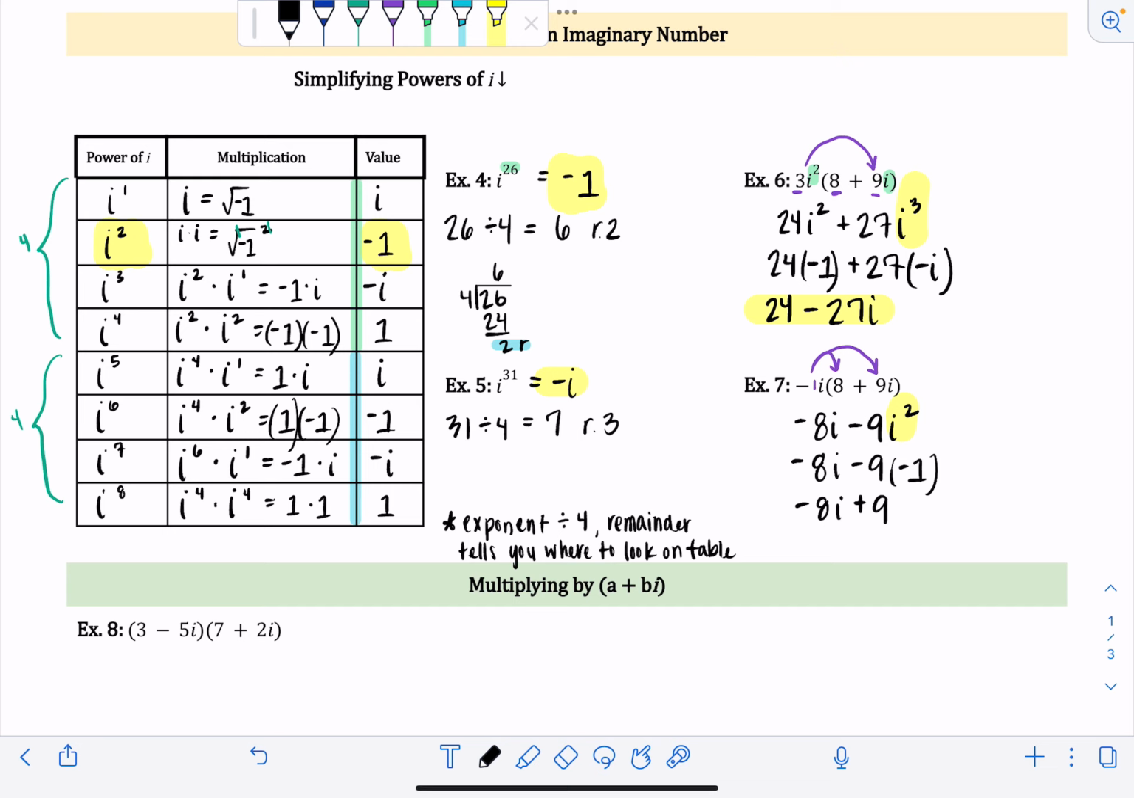And then remember, the real part needs to come first. So this +9 needs to bump to the front. So we write it first and then followed by -8i, just to make sure that it's in standard form and the real part comes first. So 9 minus 8i.